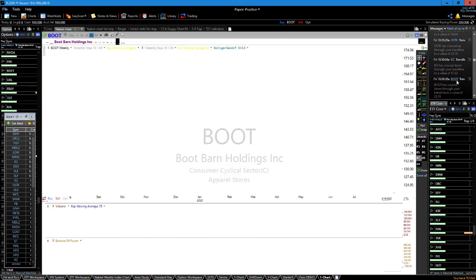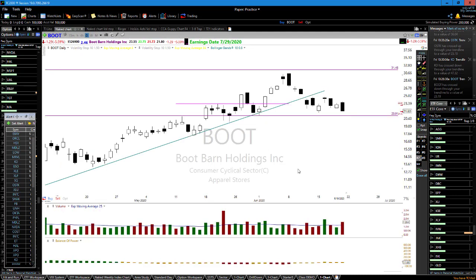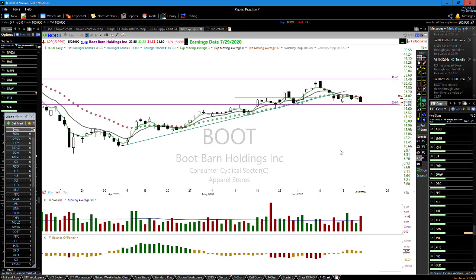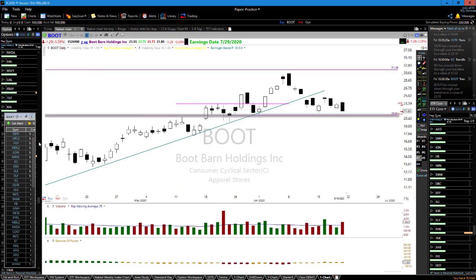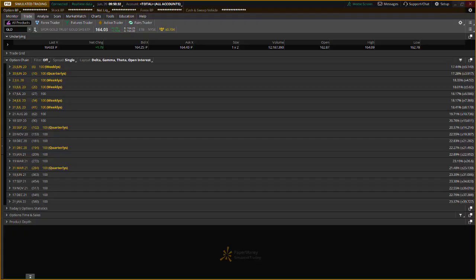Boot. Was it boot? Yes, it was boot. Okay, so let's say we wanted to put a short on in boot. This is obviously a 3-8 trap short setup. Bearish engulfing candle. We're thinking about a put trade on this. So we come over here to boot.